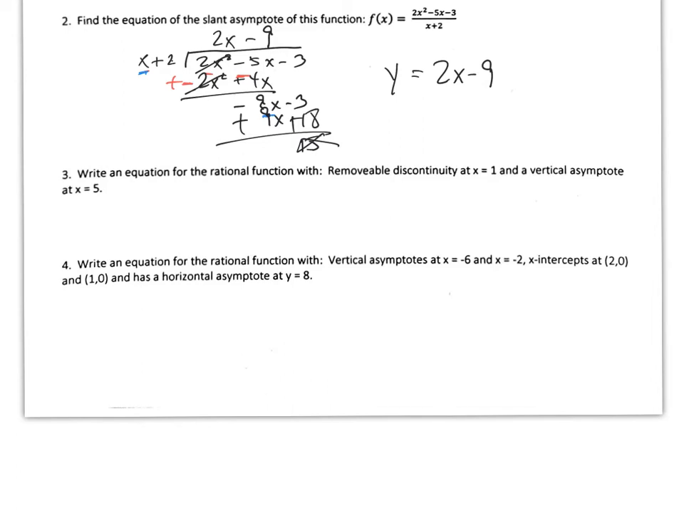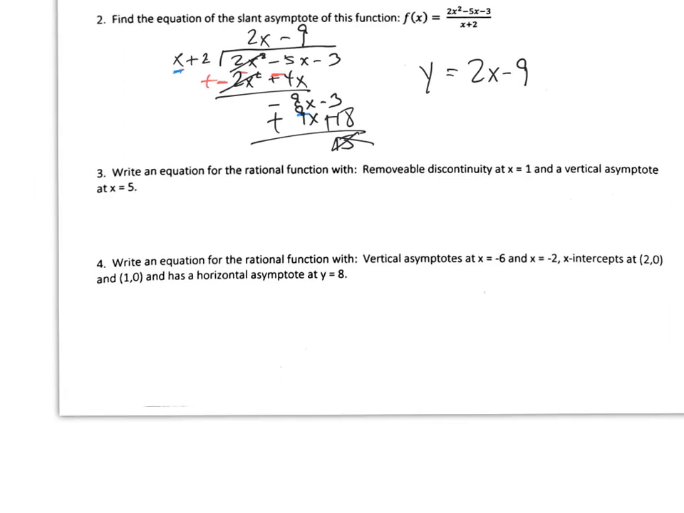Here you're asked to put the parts back together. So if you can find all these things, the assumption is that you can put it back in. So we're going to write an equation for a rational function. So we know we have a fraction. I'll give it a name.